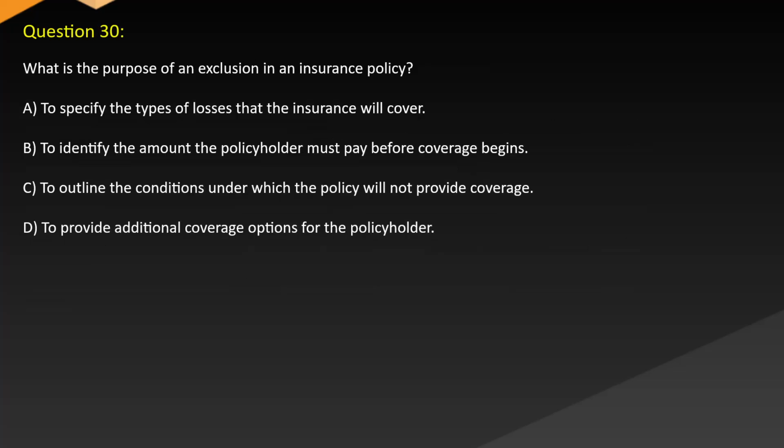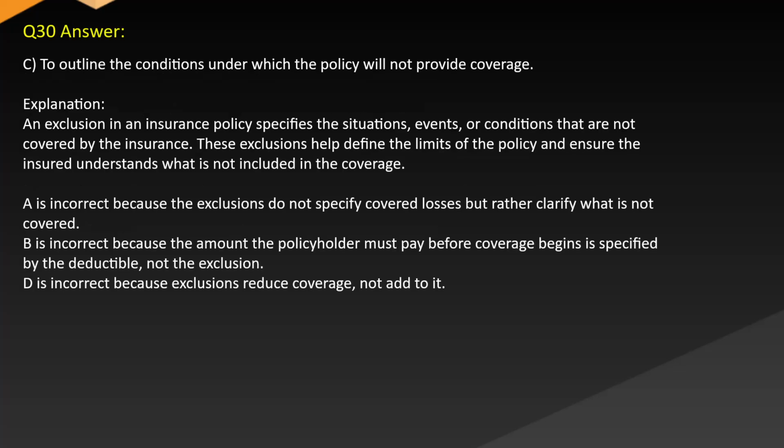Question 30. What is the purpose of an exclusion in an insurance policy? A. To specify the types of losses that the insurance will cover. B. To identify the amount the policyholder must pay before coverage begins. C. To outline the conditions under which the policy will not provide coverage. D. To provide additional coverage options for the policyholder. Answer: C. To outline the conditions under which the policy will not provide coverage.